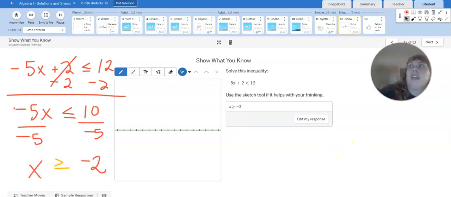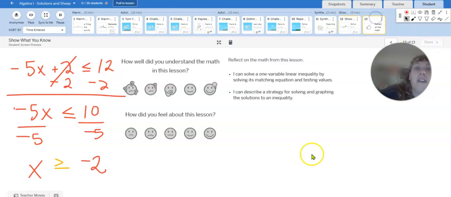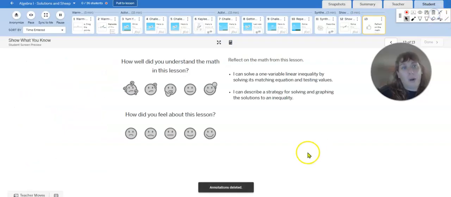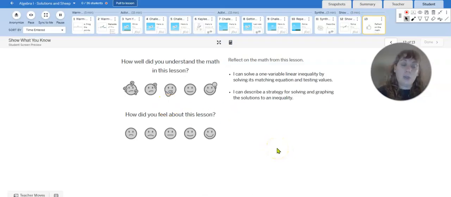On the last slide, you're looking at a reflection, wondering how you feel about solving a one variable inequality by solving its matching equation and testing those values, and describing a strategy for solving and graphing the solutions to an inequality. And when you are all set with this lesson, make sure you're taking some time to turn it in to Schoology. And if you have any questions, of course, reach out to me and we can find some times to meet.